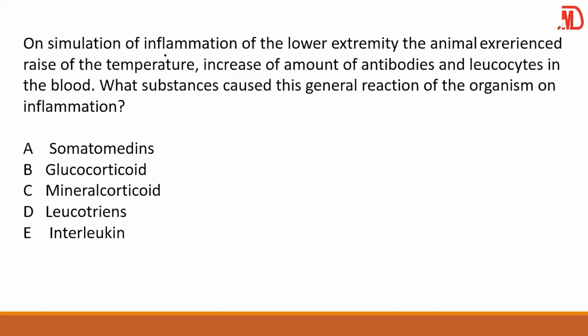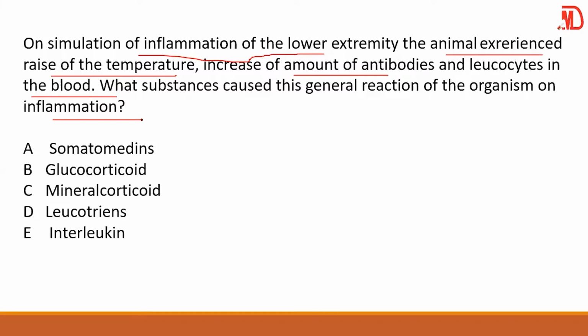Now we're looking at a simulation of inflammation of the lower extremities. The animal experiences a rise of temperature and an increased amount of antibodies and leukocytes in the blood. What substances cause this general reaction of the organism on inflammation? Again, this could work. Secondary alteration, by what I just said earlier on. And in secondary alteration, we are thinking about what?